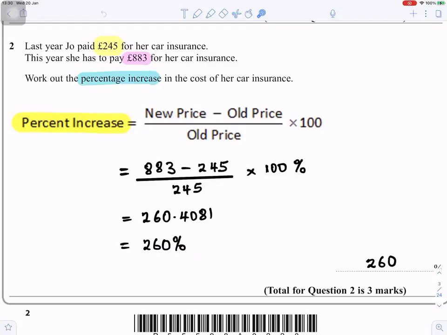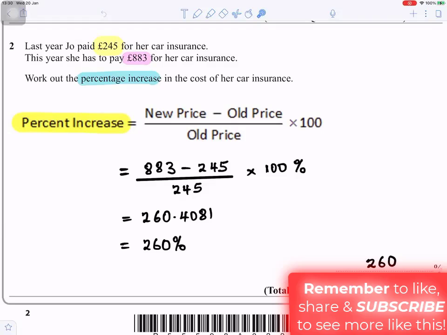260% increase. And why do you think Joe's car insurance has increased from £245 to £883? It may be due to an accident or something that makes the calculation give you that very high percentage increase.